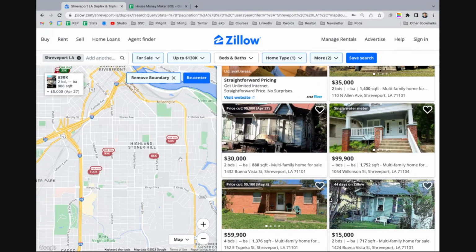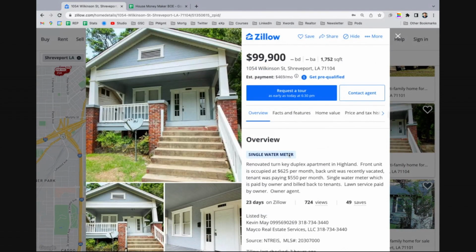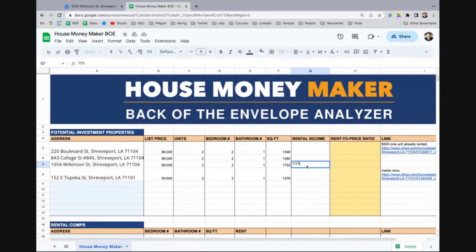Now, what we do is I want to know what I can rent these for. We know that one of them says they can rent for $500, right? Renovated triplex in Highland, front unit is occupied at $625. So let's add this in here, $99,900. Was recently vacated. Tenant was paying $550. Single water meter. Okay, it's paid back to the owner. Okay, so I'm going to add these up. $1,175 for the Wilkinson. $1,175.